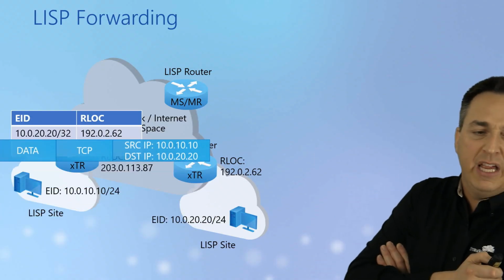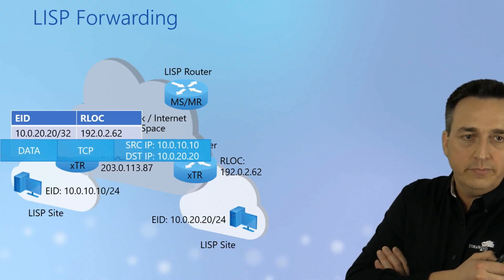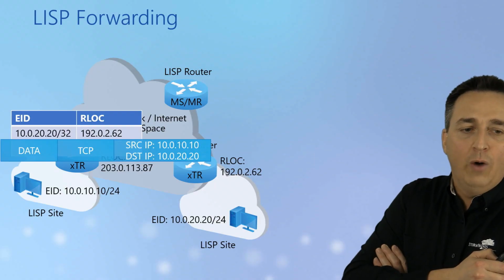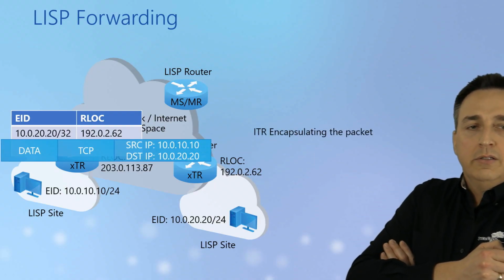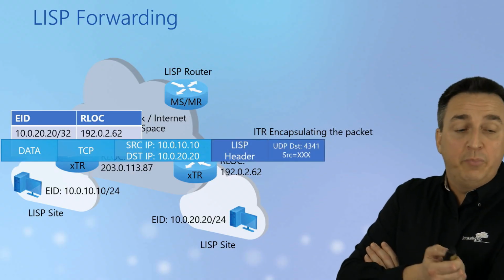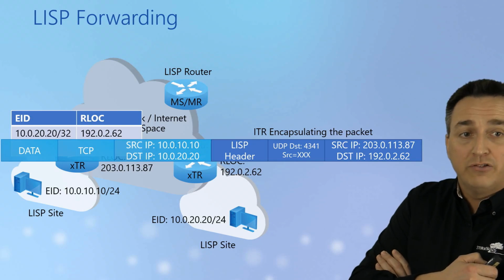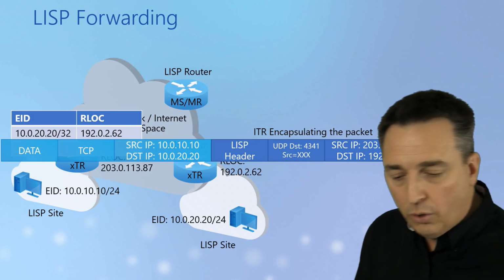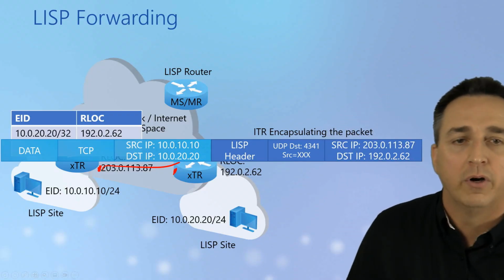So now let's go ahead and build that frame. Let's do the encapsulation. So we're going to add on our LISP header. And that's going to include information like the LISP header itself, then the UDP information for transportation, and then the source and destination IP address. Notice source is this, destination is this. So I can send it across the network.